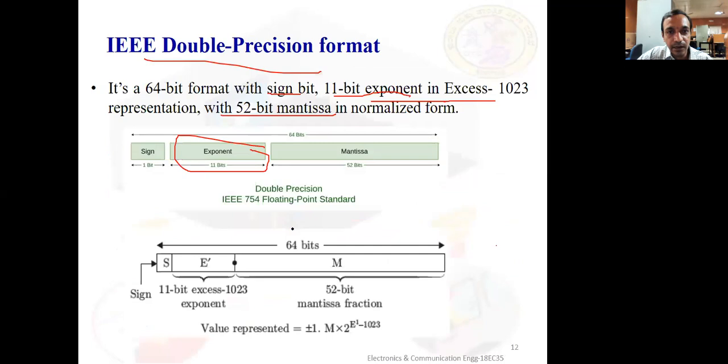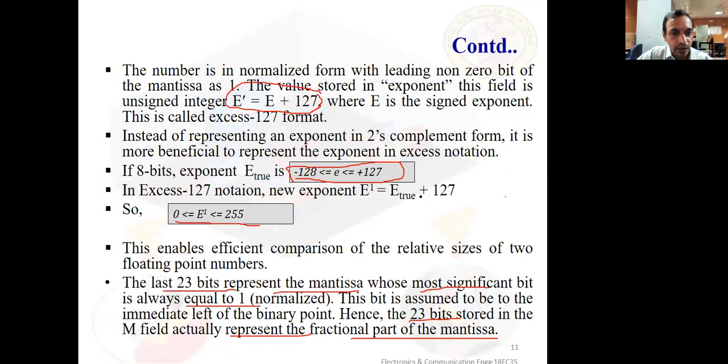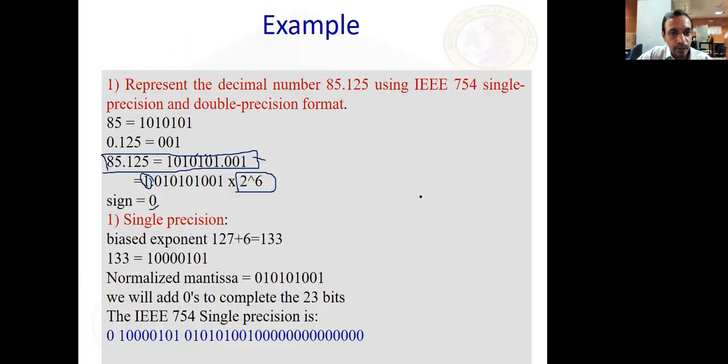Once again, let us see that single precision format. What is that? First, you need to write a sign bit. Then you need to write the exponent as a biased exponent using 8 bits. And then you should represent the mantissa using 23 bits. Okay, so we'll come to the example.